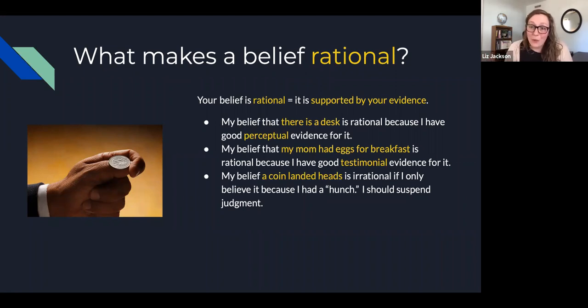My belief that the coin landed heads isn't rational because it is not supported by my evidence. Instead, what's supported by my evidence is withholding belief, not taking a stance either way until I see how the coin has landed. And if I see the coin and it has heads on top, then I have new evidence. And so the belief that the coin landed heads is supported by my evidence. So that belief is rational.